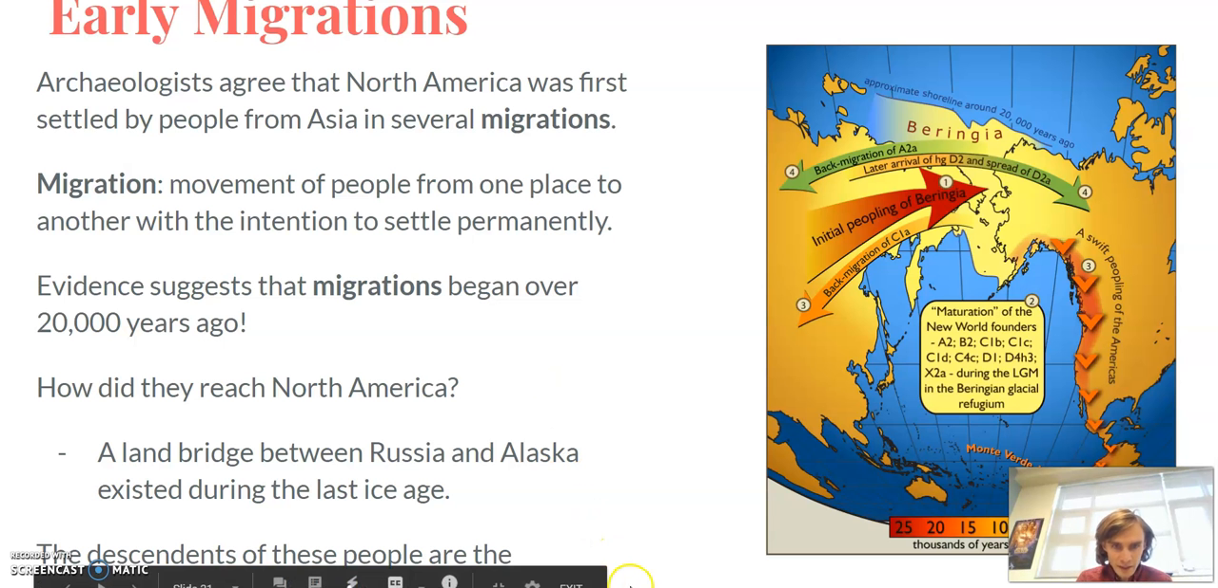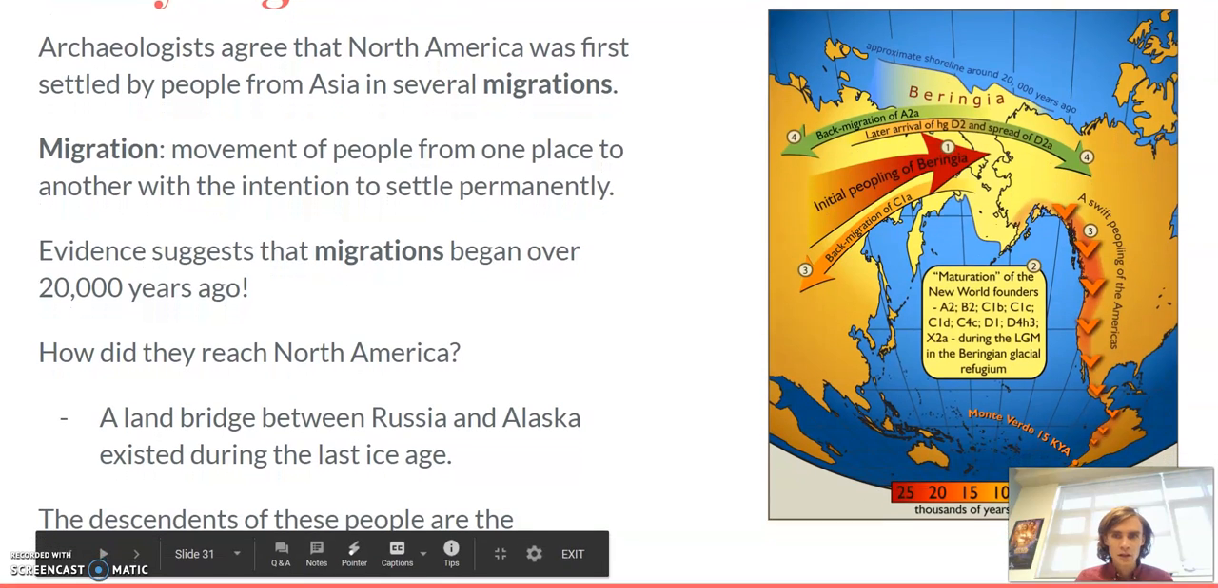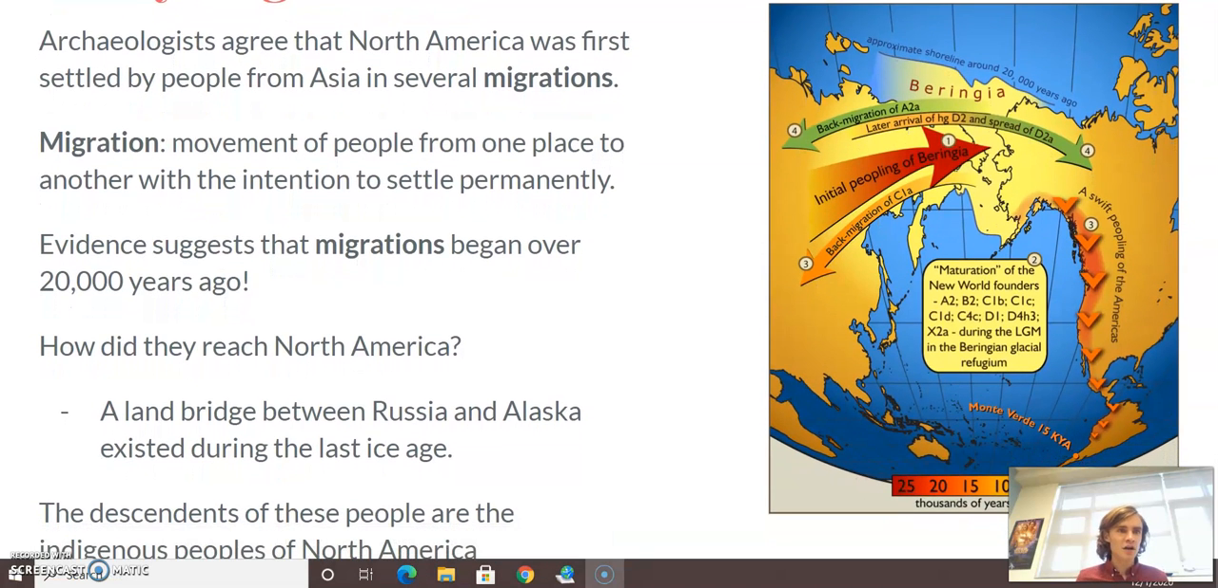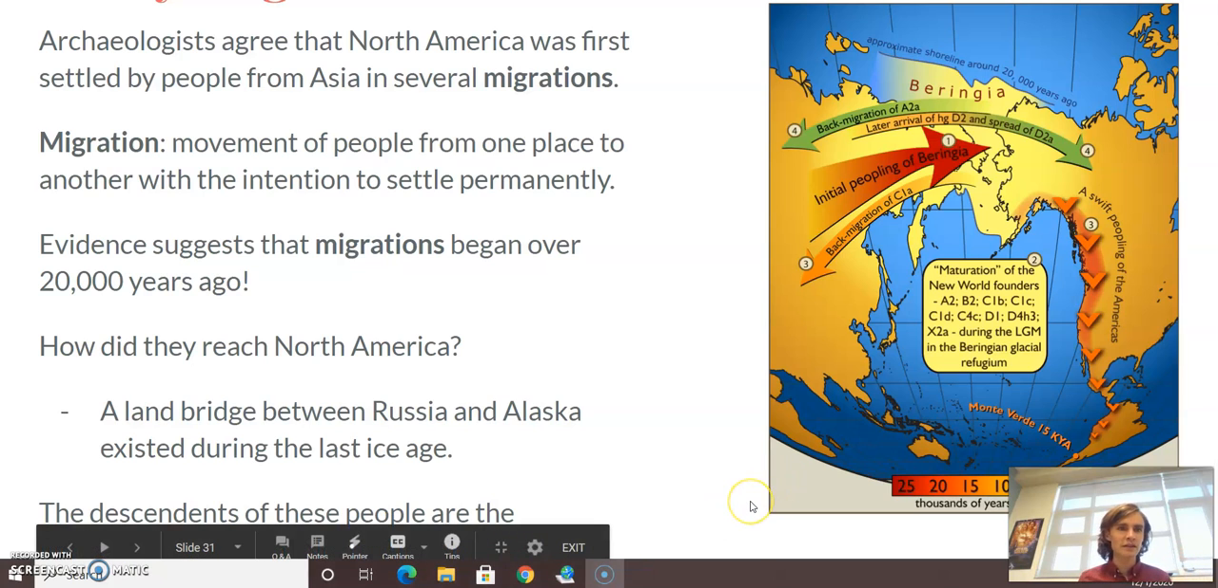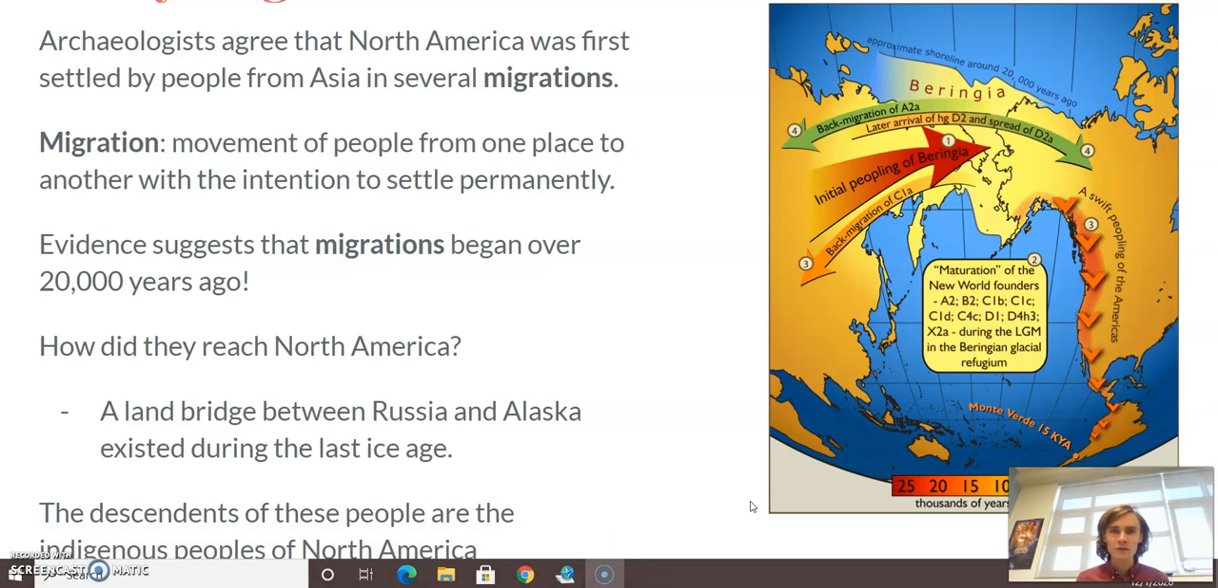So, the early migrations. Archaeologists are scientists who study human behavior and early human behavior before writing. So they look for things in the ground like pottery or different artifacts. And archaeologists believe that North America was first settled by people from Asia in several different migration waves. A migration is a word that means the movement of people from one place to another with the intention to settle there permanently, meaning like forever.